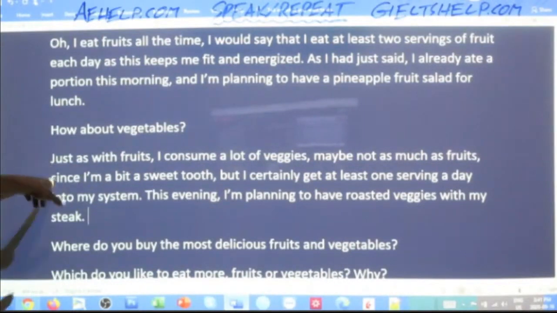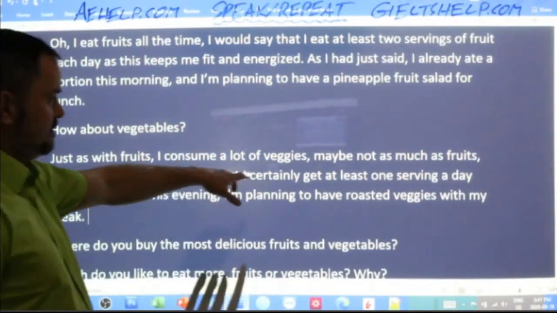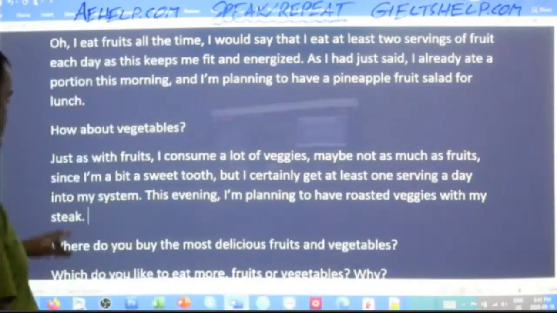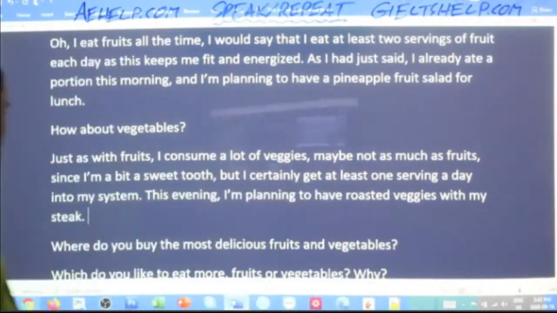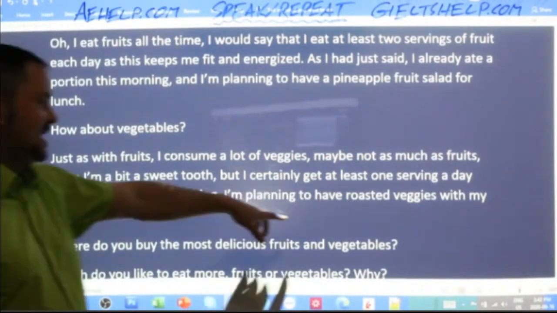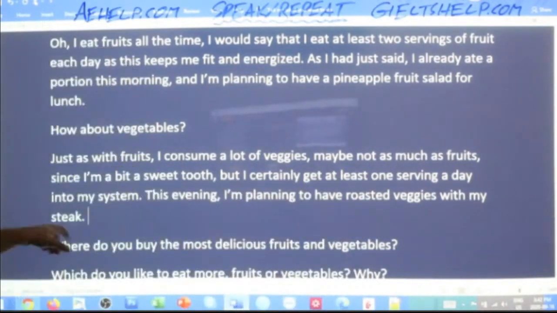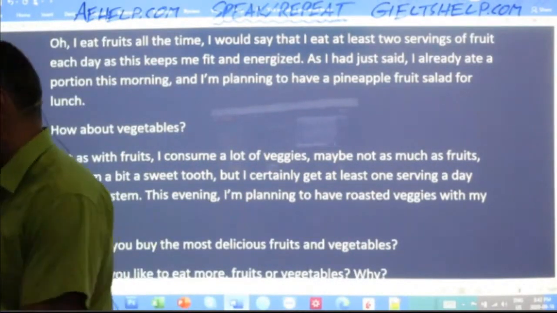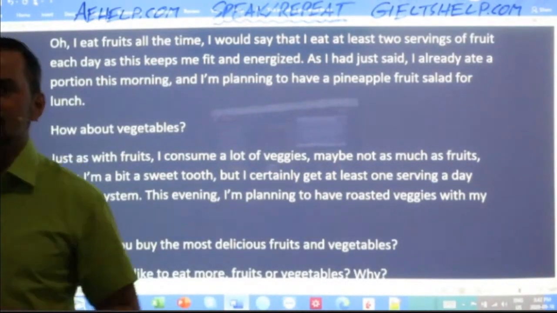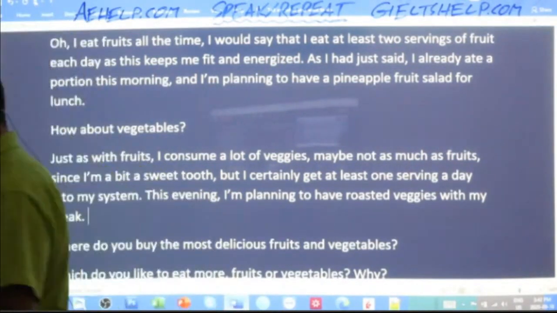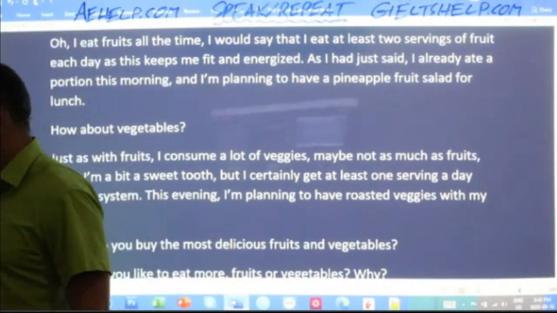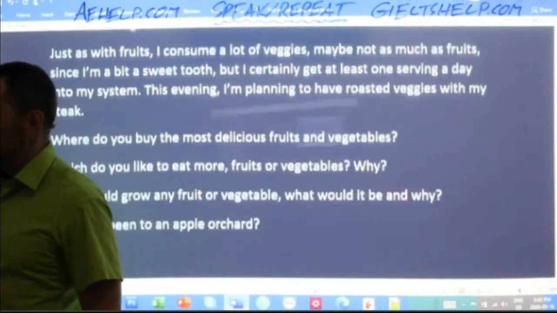How about veggies? Just as with fruit, I consume a lot of veggies, maybe not as much as fruits, since I'm a bit of a sweet tooth, but I certainly get at least one serving a day into my system. This evening, I'm planning to have roasted veggies with my steak. Pardon my voice, my throat dried up. I should eat more fruit. I'll get it back. Just a sec. Okay, here we go. So, let's go to the next question.